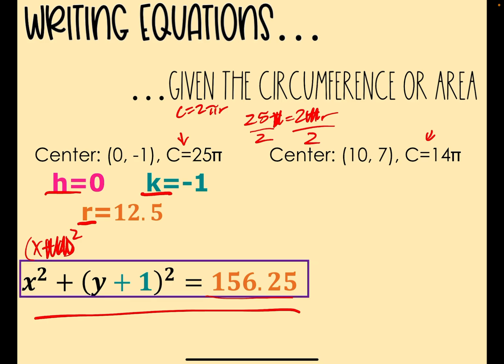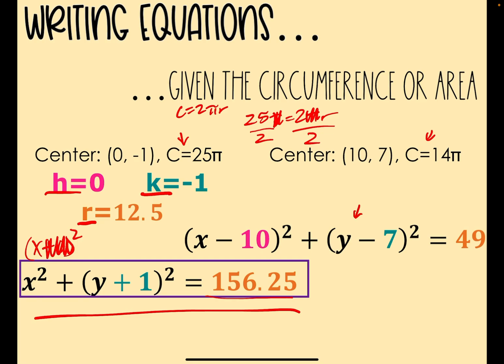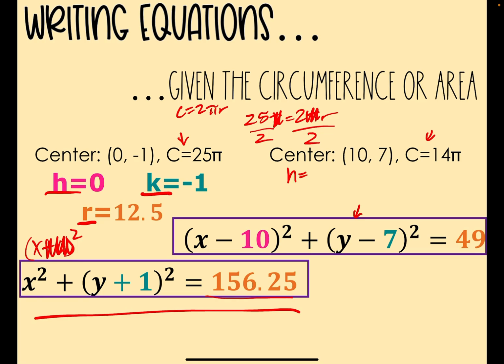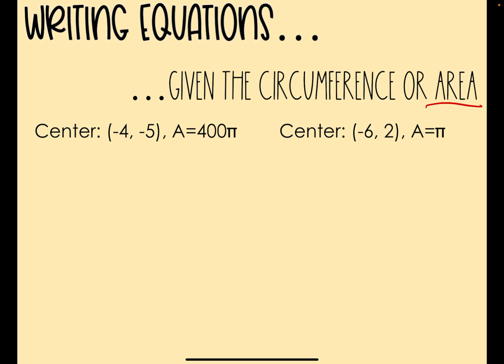All right, you should have gotten this as your equation right here. Your h value was 10, your k value was 7, and your radius for this was 7 as well, because 14 divided by 2 is 7. And then 7 squared got you that 49. All right, now what if you've been given the area? Well, remember that this is going to be pi r squared. And this is a prime example of when we can work smarter and not harder.